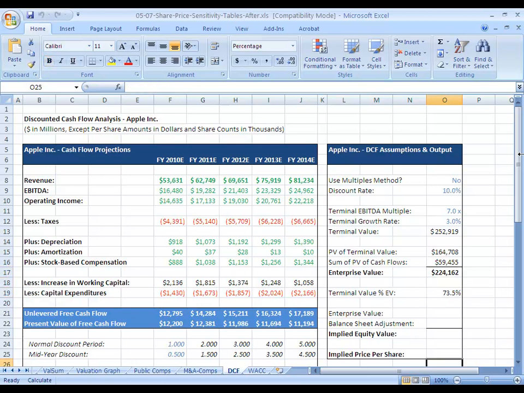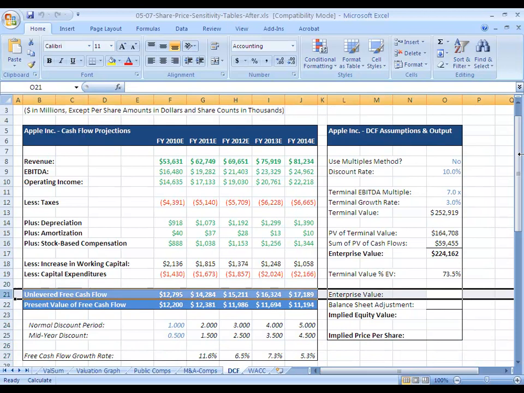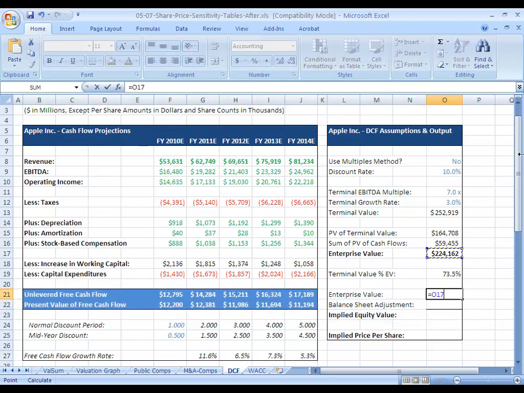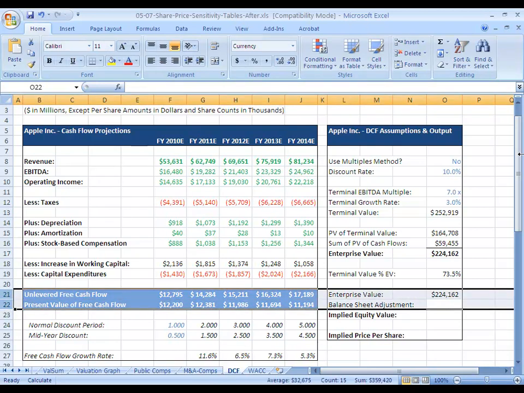So to do this, we need to work backwards to go from enterprise value to equity value. So for enterprise value, I'm just going to link to the number above. Now, if you remember how we go from equity value to enterprise value, we subtract cash and then add debt, add preferred stock, add minority interest, and so on. To go from enterprise value to equity value, we do the exact opposite. So we're going to add cash and then subtract debt, preferred stock, minority interest.